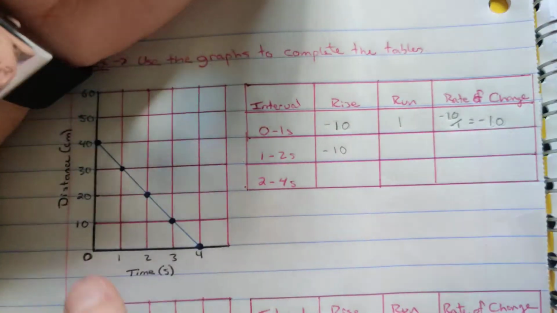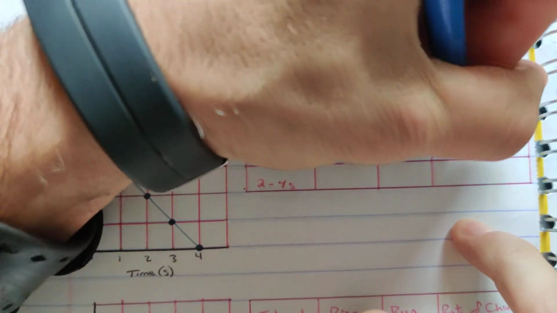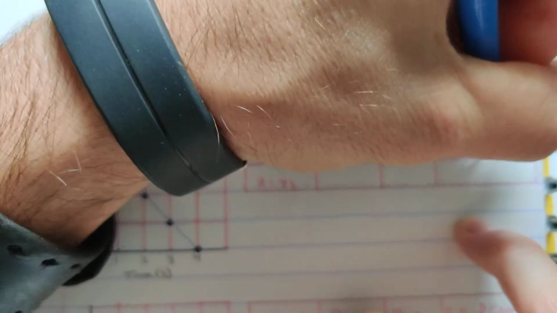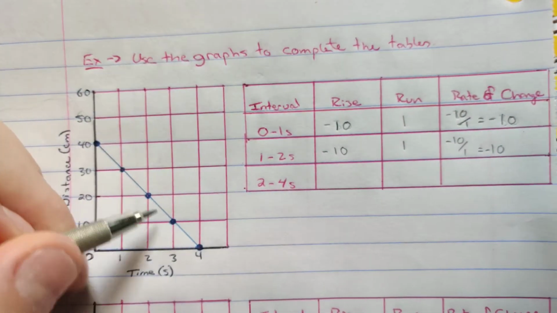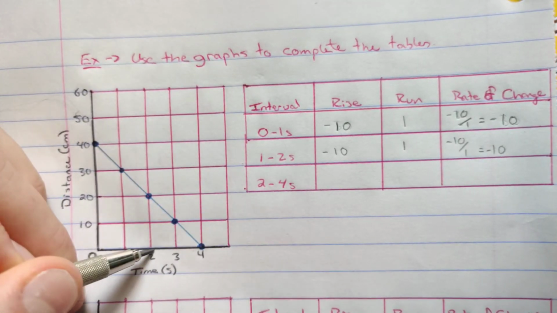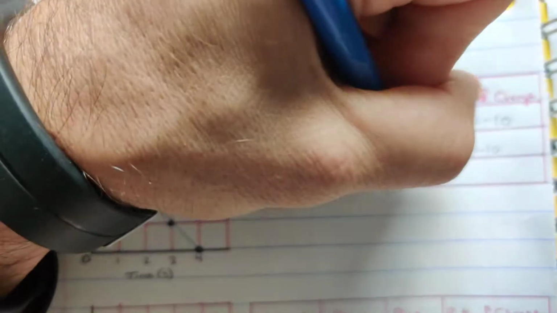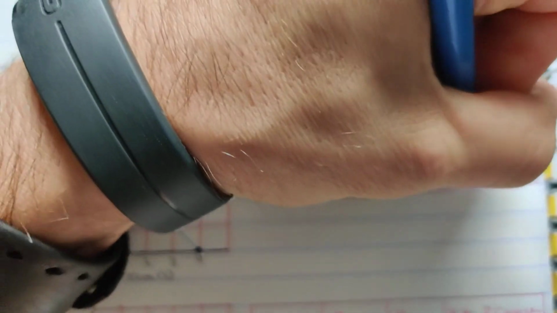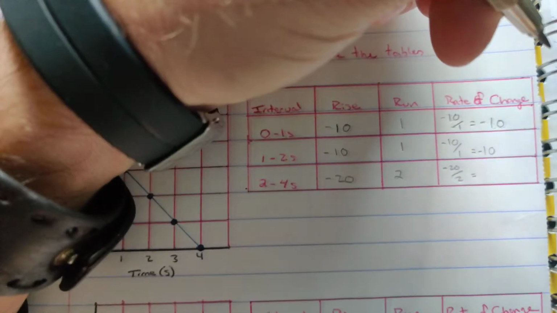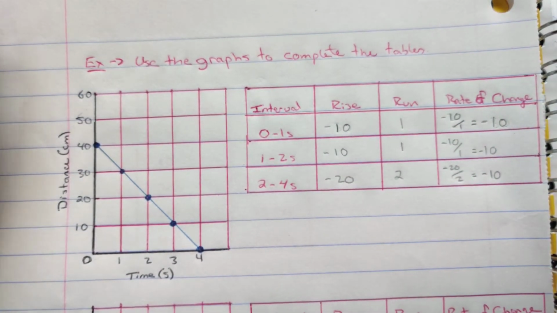And from 1 to 2 seconds, we go over a run of 1. So again, it's negative 10 over 1, which is just going to be negative 10. From 2 to 4 seconds, we go down by 20 in this case. Negative 20. And we run over 1, 2. So that's going to be negative 20 over 2. But again, that simplifies down to negative 10. Negative 20 divided by 2 is going to be negative 10.